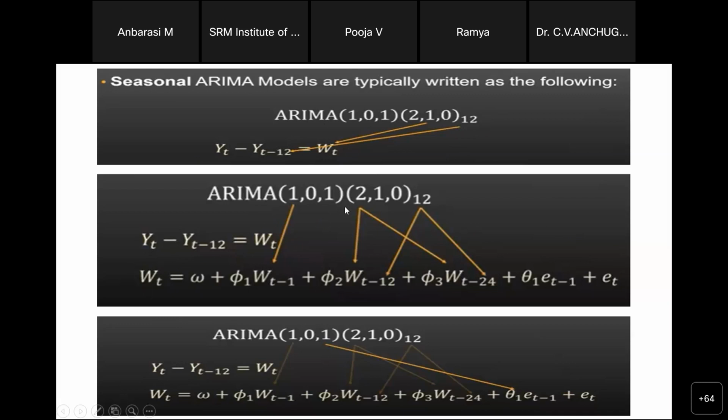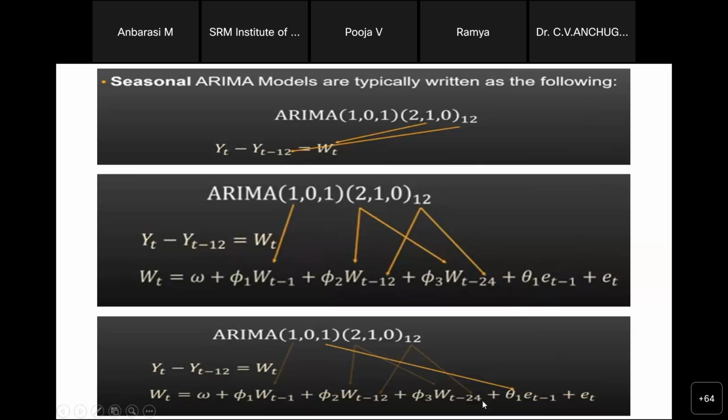So this W_t can be written as omega, or usually we consider it as a beta value, a constant value that we should consider, plus pi 1 W_(t-1). And then how many seasons do we have? Two seasons we have, and each season has 12 months. So plus pi 2 W_(t-12), and for the next season, 24: pi 3 W_(t-24). If it is a third season, then it should be considered as pi 4 W_(t-36). Plus theta.